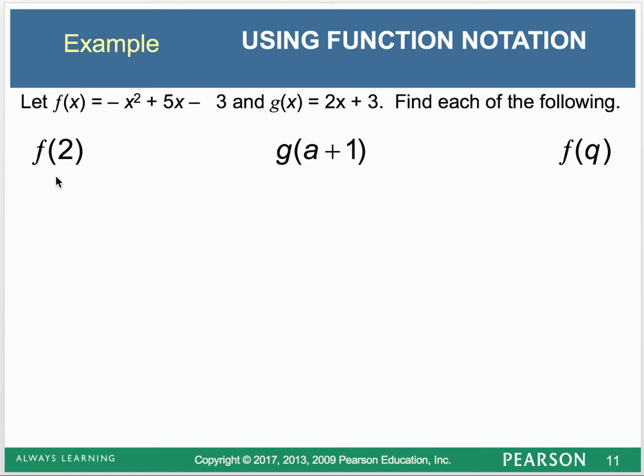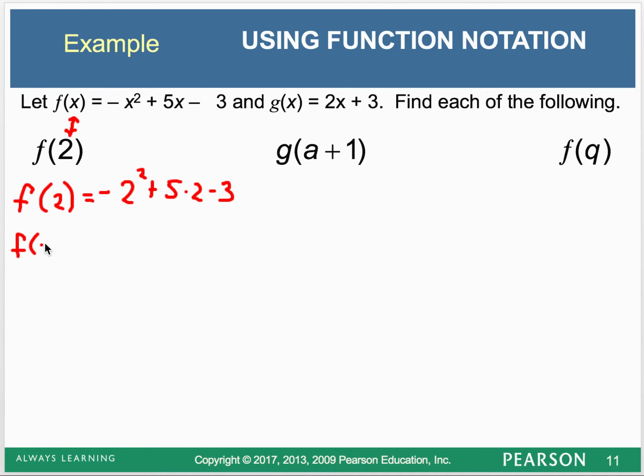F of 2. So first of all, I've got to pick the right function. Notice this one wants me to plug into this function, but this one wants me to plug into this function. So pay attention to that. So f of 2 simply means we'll take that function f, and everywhere there's an x, put a 2. So I'm going to have negative 2 squared plus 5 times 2 minus 3, and then evaluate it.